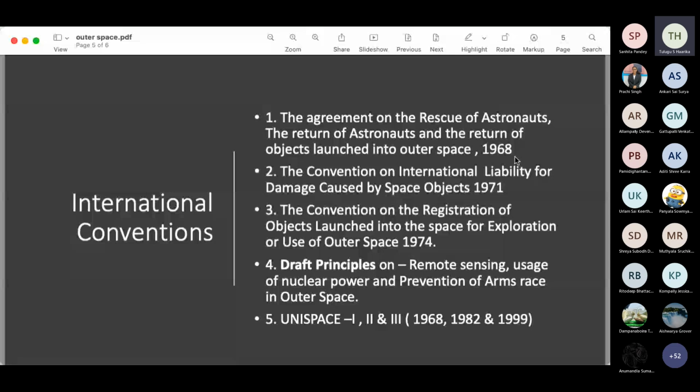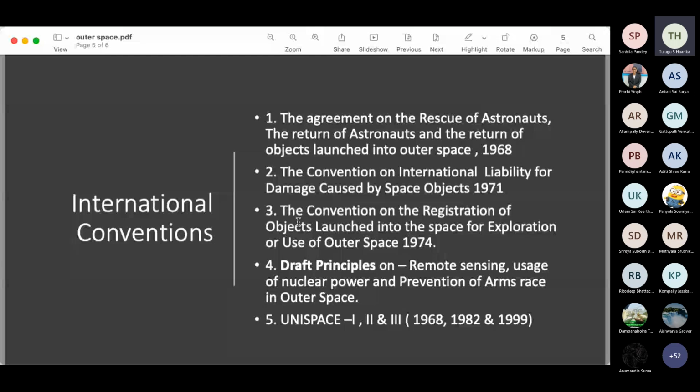So the next convention is about international liability for damage caused by space objects, of 1971. This convention provides rules and procedures concerning the liabilities of launching states for any damage caused by their space objects, right?